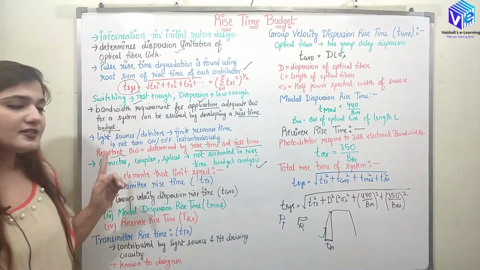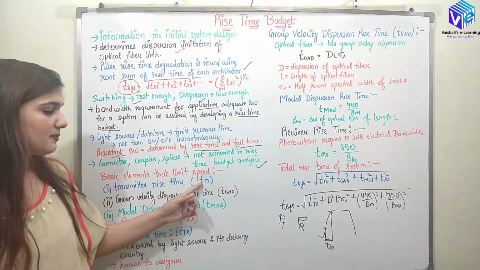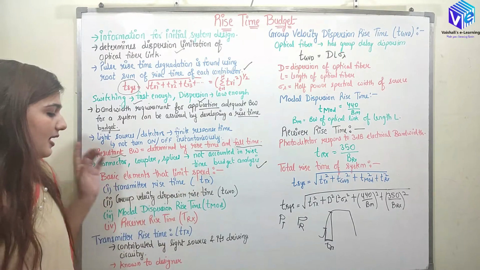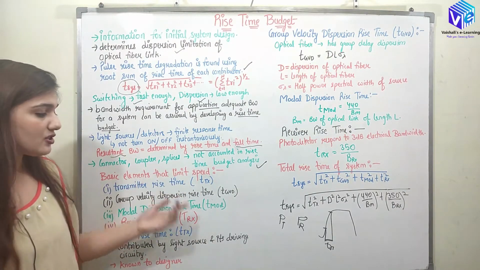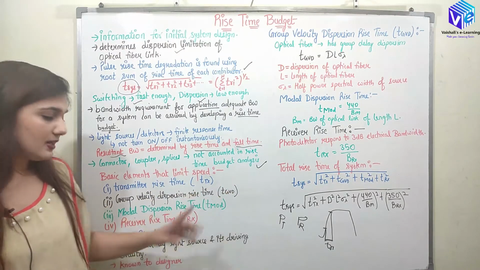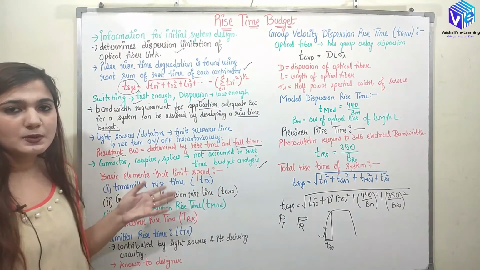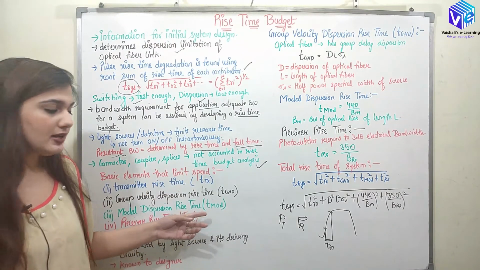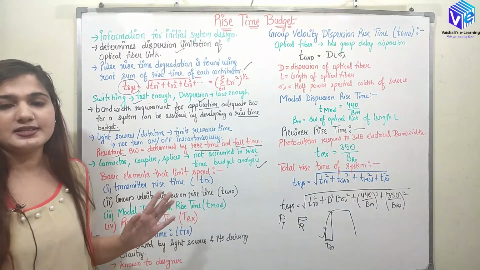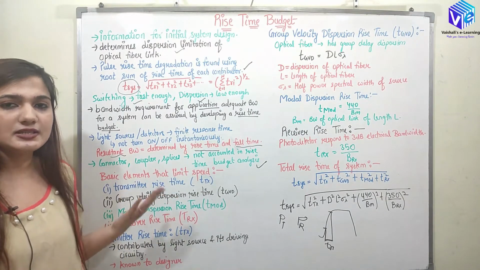The first element is the transmitter rise time, which is represented as T_TX. Then we have the group velocity dispersion rise time, which is represented as T_GVD. And then we have the modal dispersion rise time, which is represented as T_mod. And then we have the receiver rise time, which is represented as T_RX.